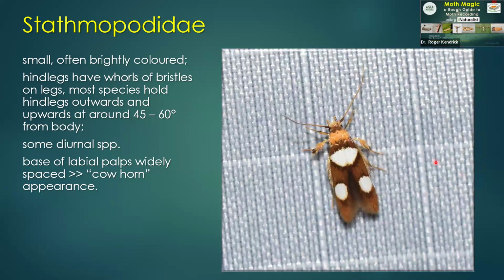Here, just to prove there's an exception to the rule, this one's got modified base of the antenna. The base of the palps are to the side, but the palps don't do the cow horn thing. They just come up and back over the head. It is bristled on the legs, but not in whorls, and the leg isn't held upright and out. So be warned, there are always caveats and exceptions.